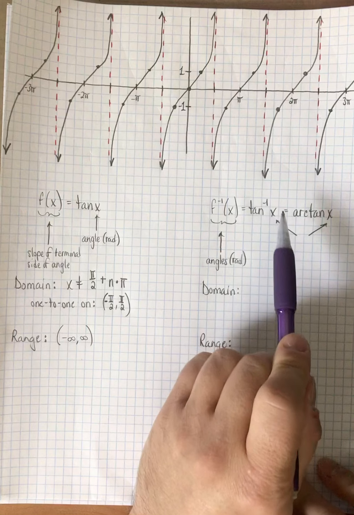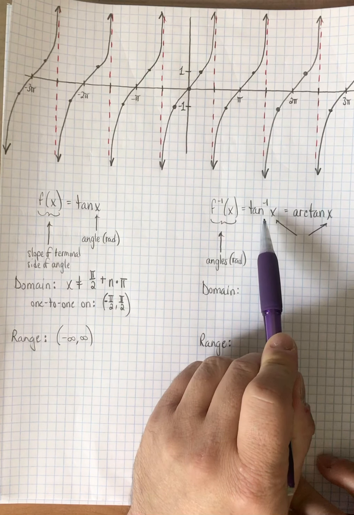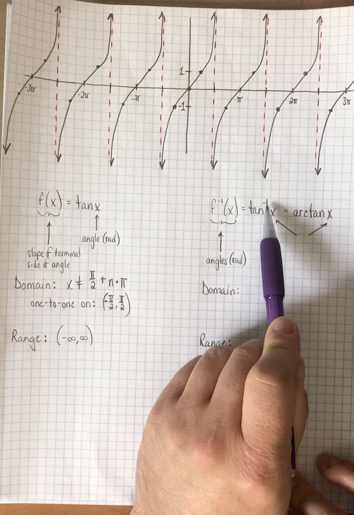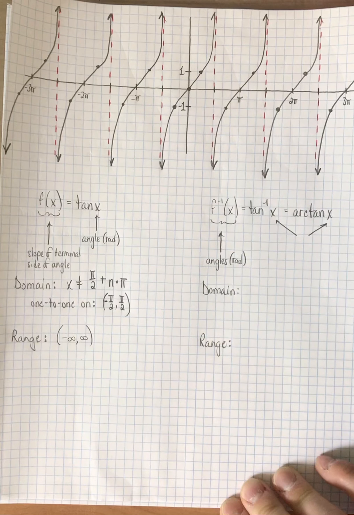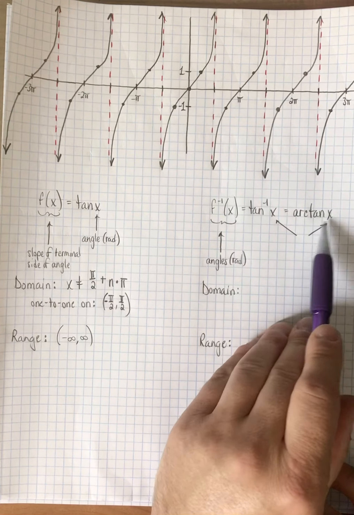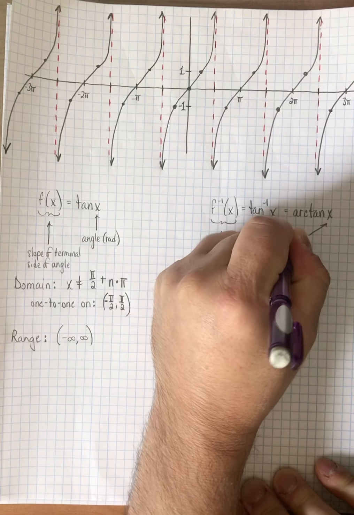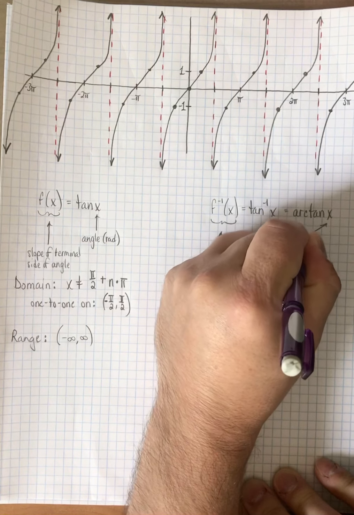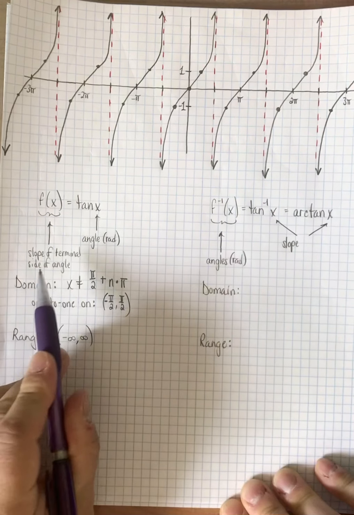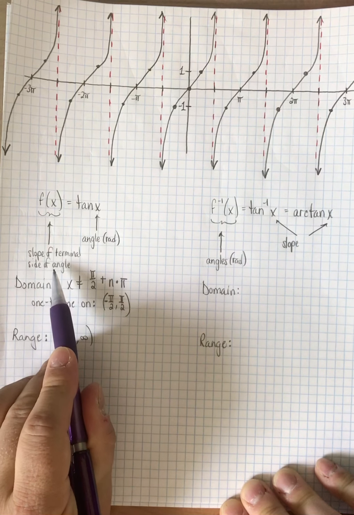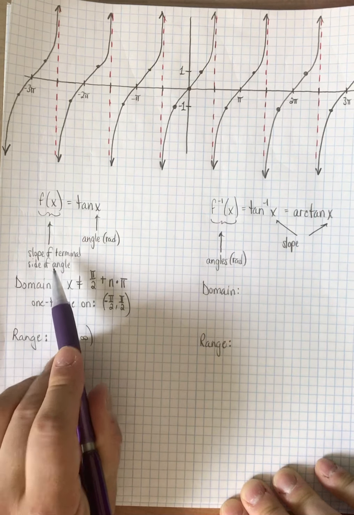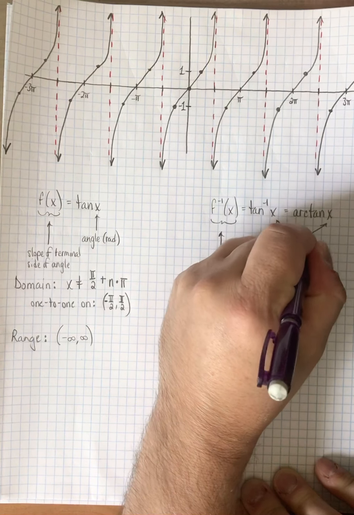Now, like I explained with the sine function, we could use the tangent inverse of x notation, but that -1 can be confused with reciprocation. So rather than do that, I prefer the arctangent notation. Now, the input of the arctangent function is the output of the original tangent, so the slope of the terminal side of the angle.